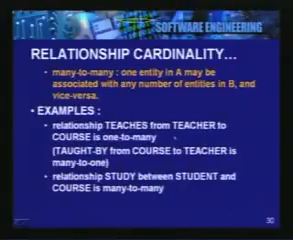Let us look at some examples. Take the example called teaches. The teaches relationship exists between entity teacher and course. So we have a teacher entity, we have a course entity. Between them we have the teaches relationship. Now what is the cardinality of the teaches relationship? Here we are saying that it is one to many.